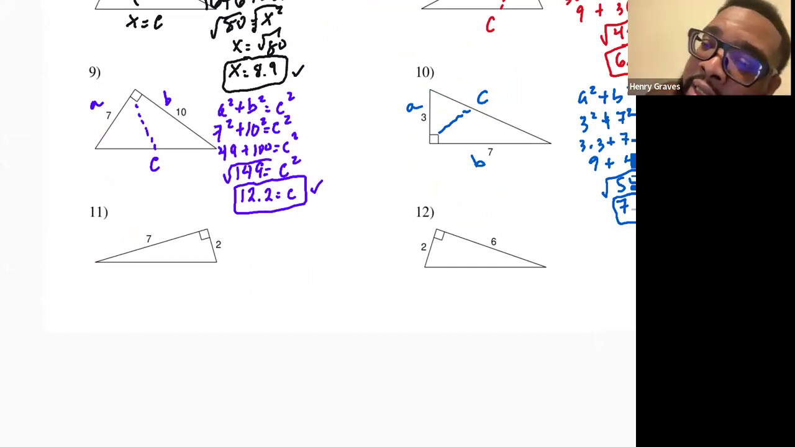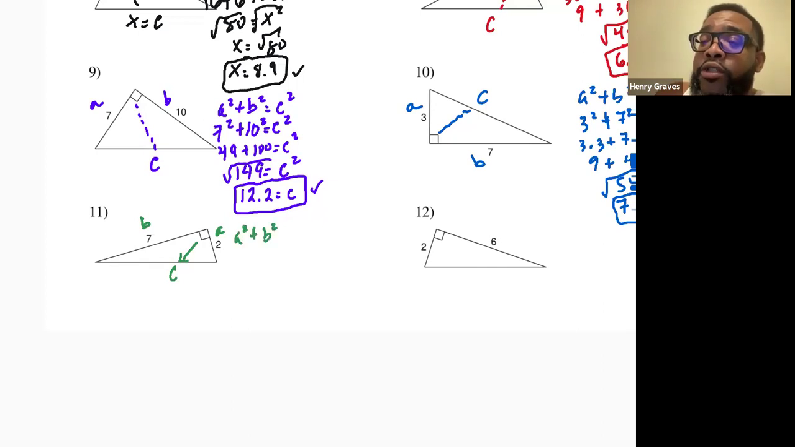So directly across, make this my C. This is A and this is going to be my B. Again, A squared plus B squared equals C squared. I'm going to do 2 squared, which is 4, right? 2 times 2 is 4. And 7 squared is 49. So I'm going to do 4 plus 49, which is 53.